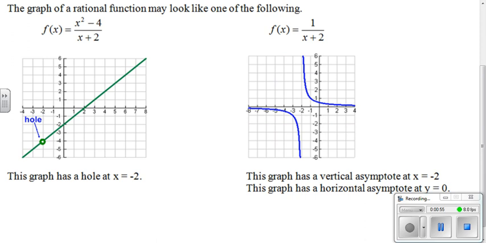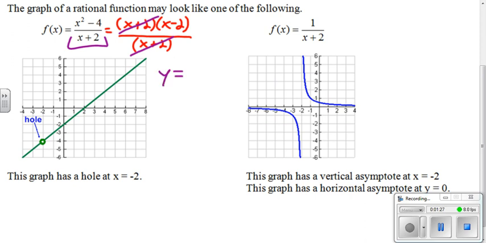Now in this one, we have f of x equals x squared minus 4 over x plus 2. We know how to simplify this. We can factor it into x plus 2 times x minus 2, over x plus 2. Now we might not know how to graph that right away, but notice how we can take out this common factor, x plus 2. So we would say that this rational function is going to look just like the function y equals x minus 2.